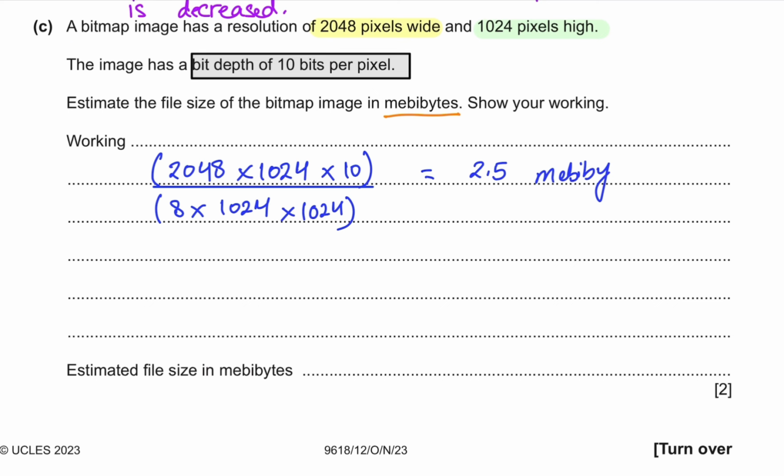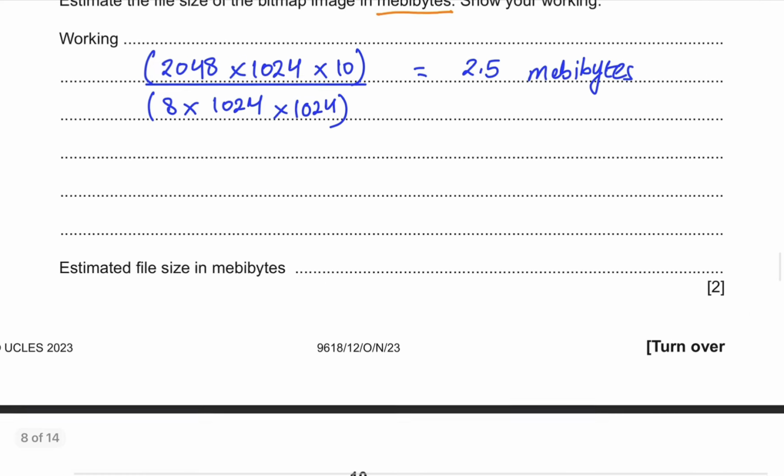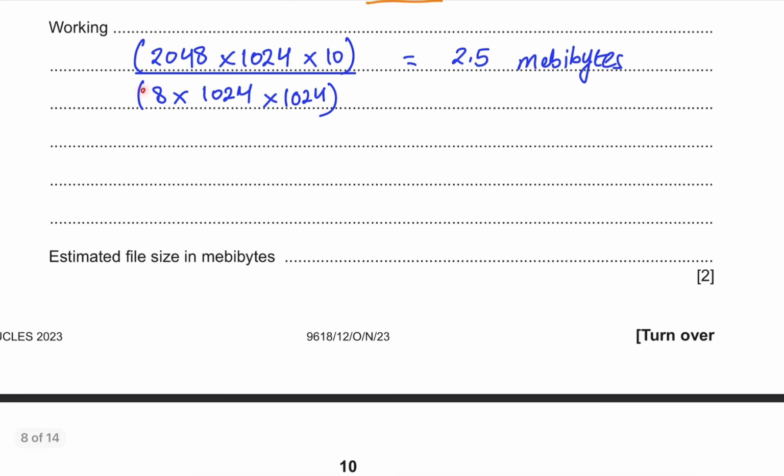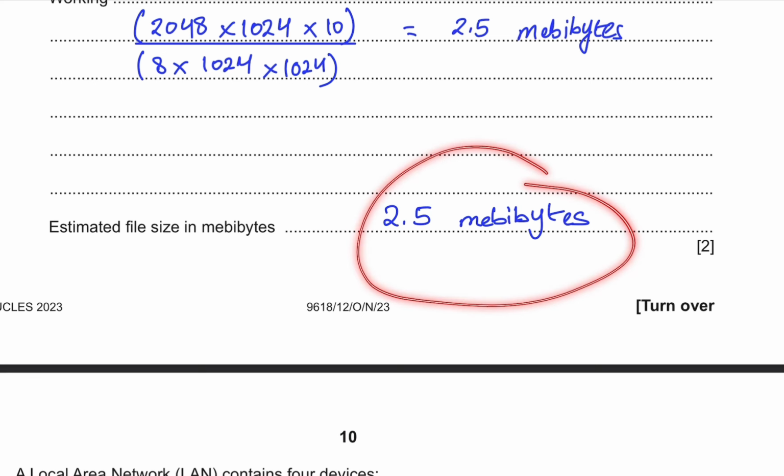Since you are not allowed to use a calculator in this paper, you could do it with a pencil and the working here, and then you can erase it. Or you could just do the working here. Do the multiplication or division on both sides. 2.5 megabytes would be your final answer for the estimated file size in megabytes. This is 2 marks, 1 mark for the working, 1 mark for the answer.